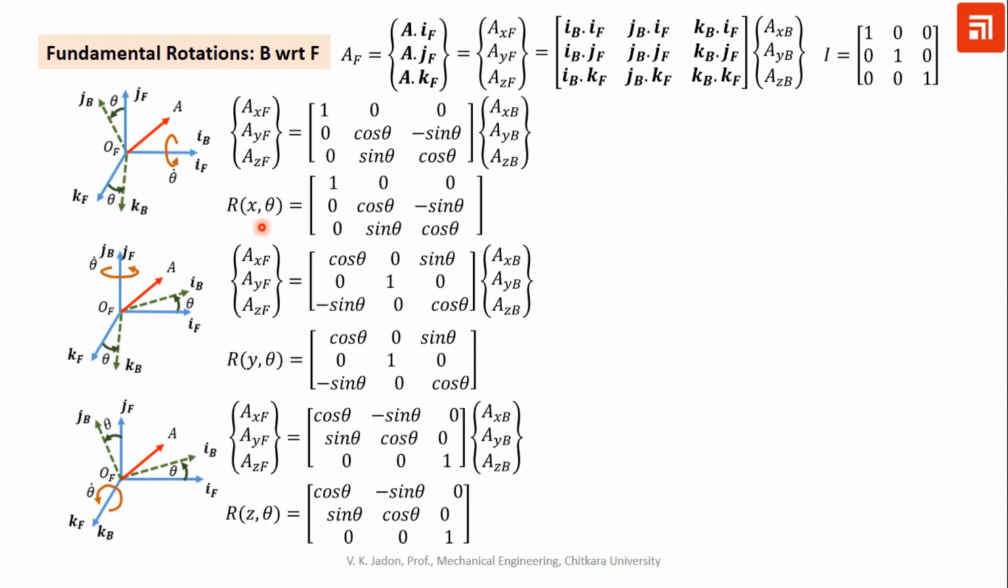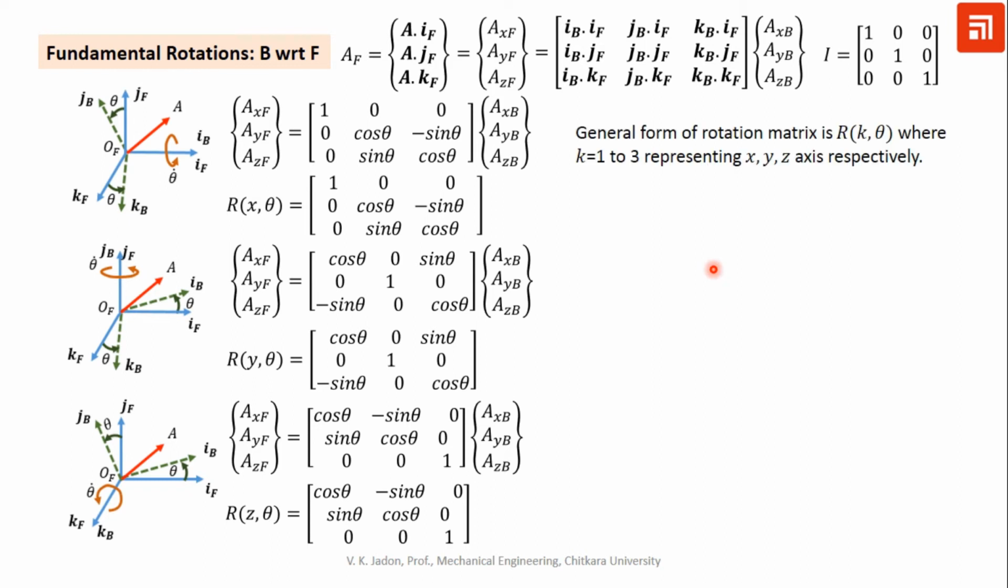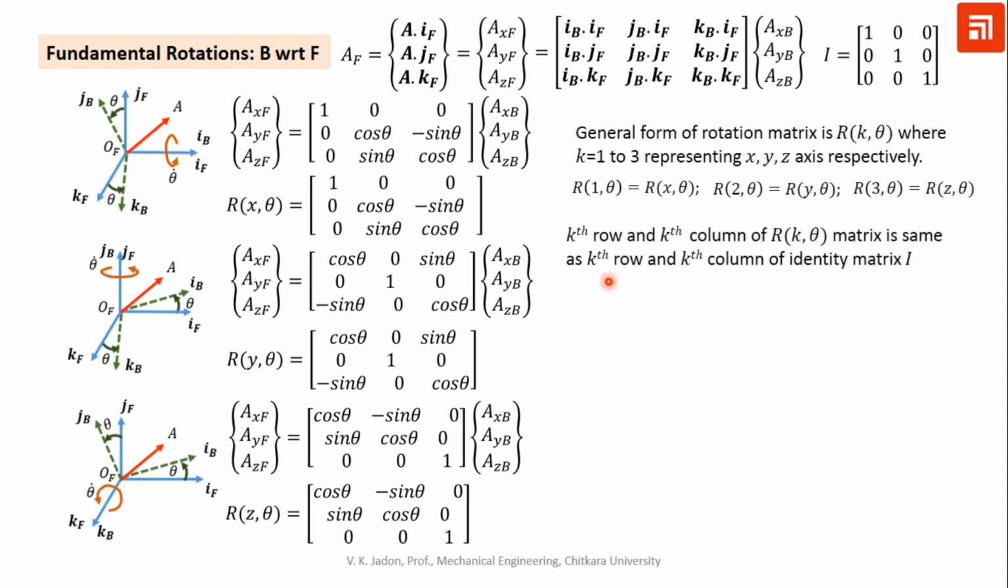It means that this is the rotation about x axis, y axis and z axis by some angle theta. And we can in general represent this as Rk(theta), where k is 1 to 3, representing x, y, z axis respectively, and so we can represent it either like this or like this. So any representation we can use.